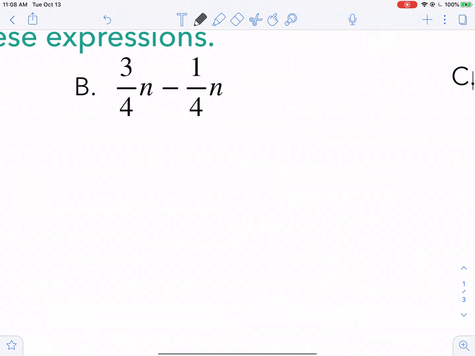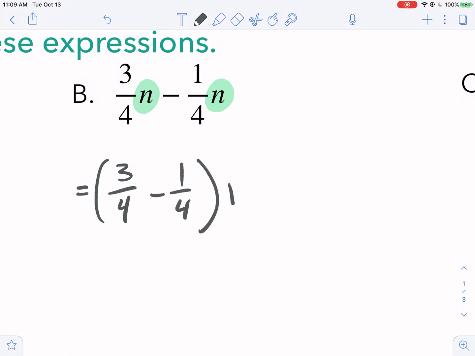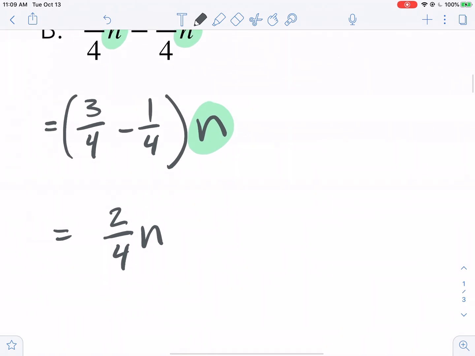Now on this one, what do they have in common? Here they both have an n in common. So we can pull that n out, giving us 3/4 minus 1/4 n. We took the n away from each of them, and now we just have 3/4 minus 1/4 n. Now 3/4 minus 1/4, that is 2/4. So that gives us 2/4 n, and 2/4 is the same as 1/2.